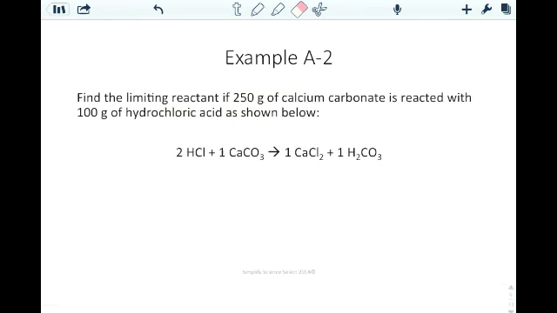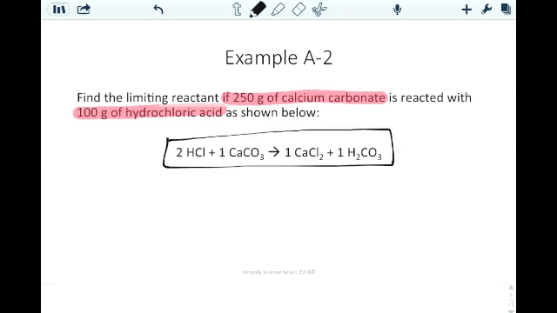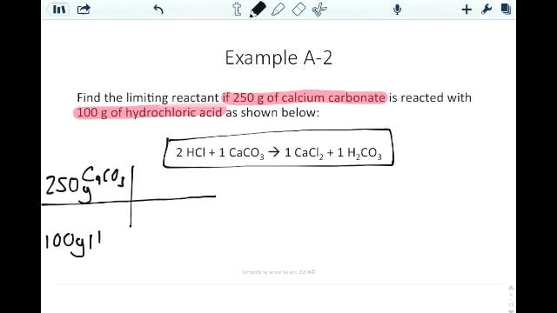So let's look at example A2. It says find the limiting reactant if 250 grams of calcium carbonate is reacted with 100 grams of hydrochloric acid. So we're trying to find the limiting reactant. First thing we do is we already have the balanced chemical equation, so we can go ahead and start with the number that it gives us. So it gives us 250 grams of our calcium carbonate, so our CaCO3. Set that up, and then it gives us 100 grams of our HCl.